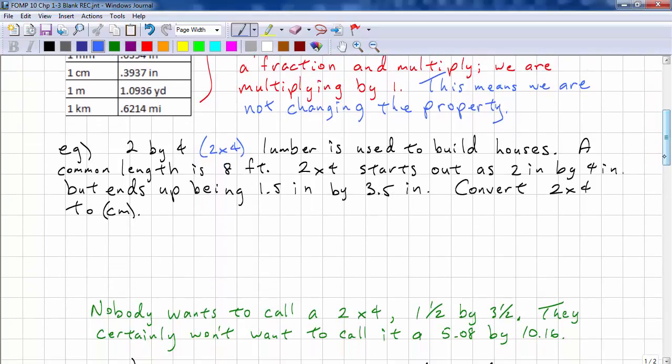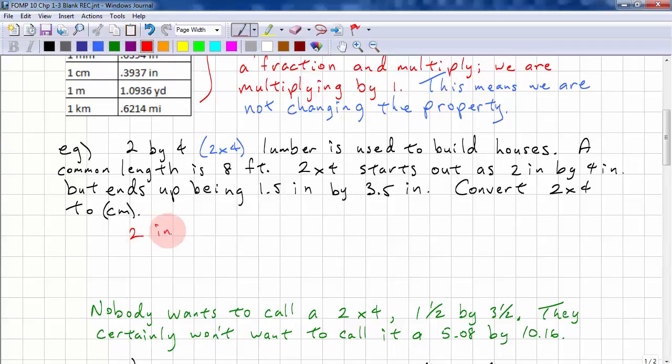Okay, let's look at our first example. A 2x4, written as 2 cross 4. Lumber is used to build houses, and a common length is 8 feet. A 2x4 starts out as being 2 inches by 4 inches, but ends up being 1.5 inch by 3.5 inch after it's finished. So let's convert a 2x4 into centimeters.